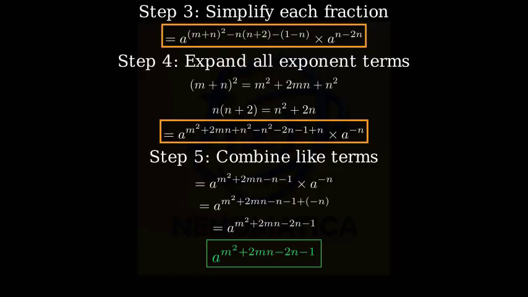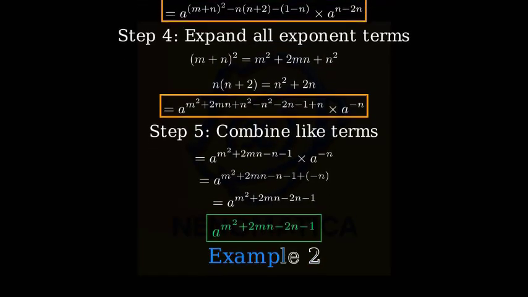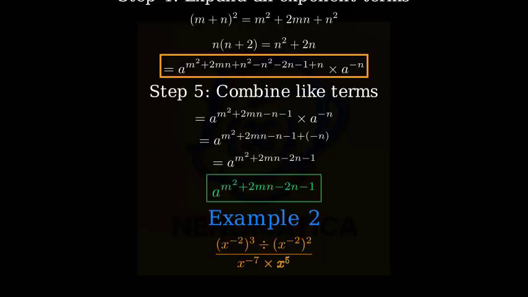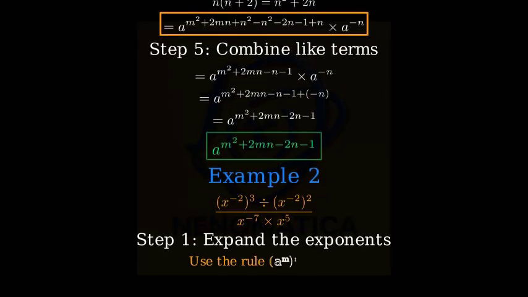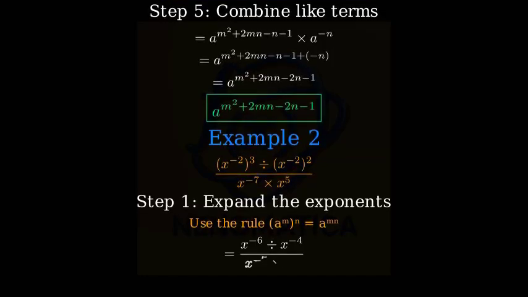Now, let's move on to our second example. We need to simplify this expression. Let's start by applying the power to a power rule to the terms in the numerator. For the first term, we have x to the negative 2, all raised to the power of 3. Using our exponent rule, we multiply these exponents, giving us x to the negative 6. Similarly, for the second term, we get x to the negative 4.